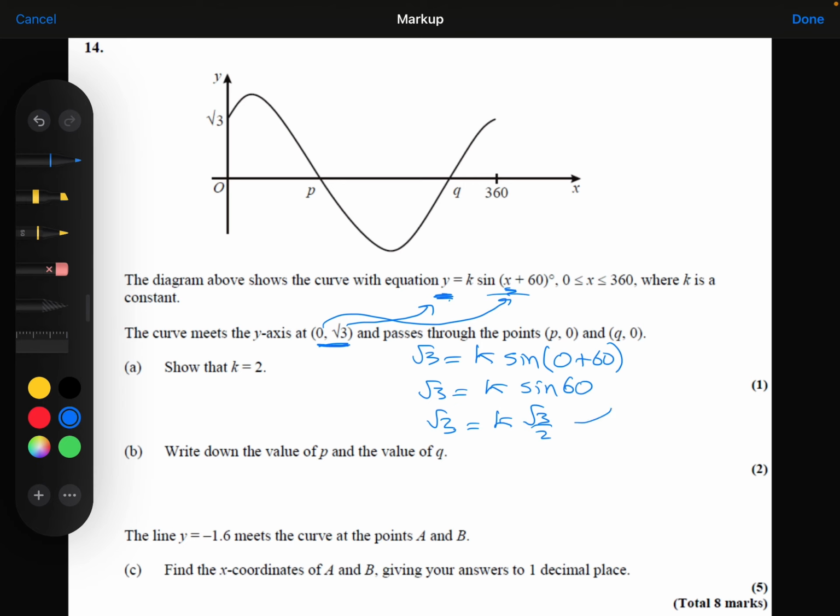If you want to carry this on algebraically, I can times both sides by 2. So 2 root 3 equals k times root 3. Cancel the root 3s. So k is 2. So that's part A. So I now know that the full equation is y equals 2 sine (x plus 60).